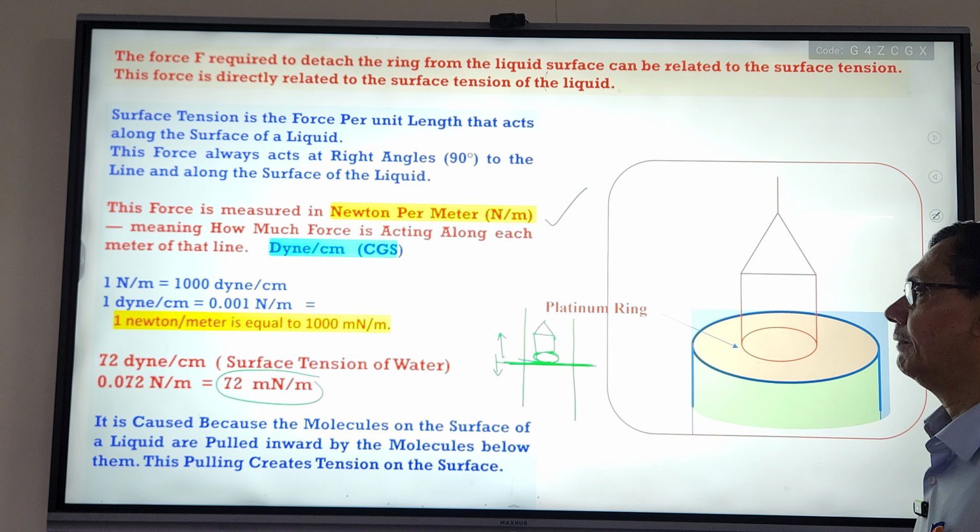because it is caused because the molecules on the surface of a liquid are pulled inward by the molecules below them. This pulling creates tension, meaning the surface will try to occupy the minimum area.